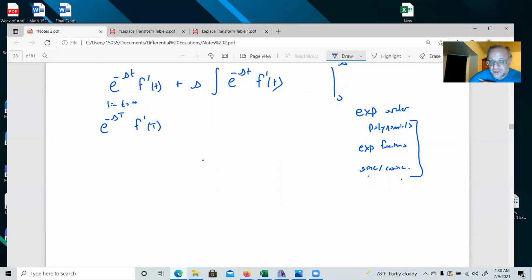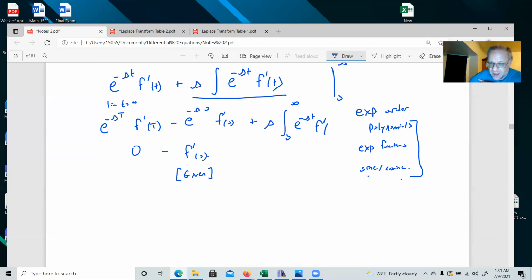So this term is going to dominate, that's 0. Minus e to the negative s times 0, f prime of 0, so minus f prime of 0. That's why we need this, and again, it is going to be given. They're going to tell you this. Now, this is plus s times the integral from 0 to infinity of e to the negative st f prime of t. Haven't I seen this somewhere before? Isn't this the Laplace transform of f prime? It is the Laplace transform of f prime. So what was the Laplace transform of the first derivative?